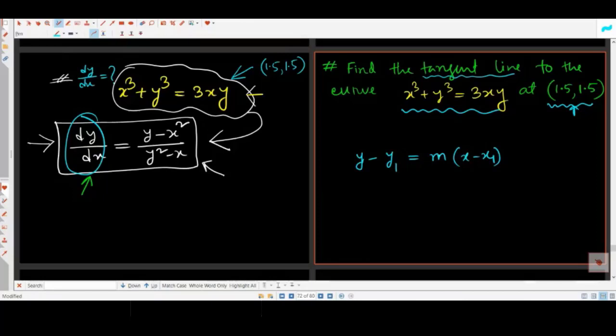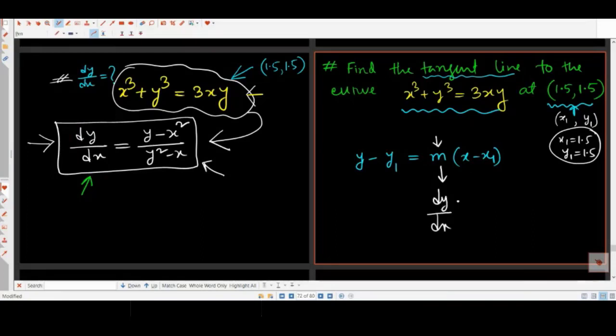Whenever we started our session, I wrote this equation. Here, (1.5, 1.5) is, let's say, (x1, y1). So the value of x1 is 1.5, and the value of y1 is 1.5. We know that m equals dy/dx at the point (x1, y1). This is the relation between slope and derivative. From that concept, we can easily understand that we have to find the slope, and we have the values of x1 and y1 in hand: 1.5, 1.5.